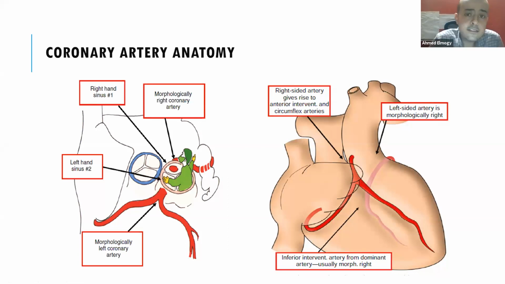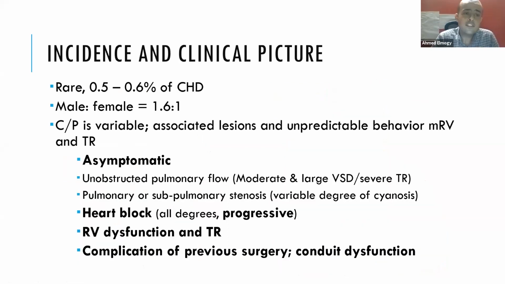The incidence of CCTGA is extremely rare. The male to female ratio is 1.6. The clinical picture is variable because of the associated lesions and the unpredictable behavior, as we mentioned earlier, of the morphological right ventricle and the tricuspid regurgitation. Patients with no associated anomalies, which is extremely rare, may pass unnoticed and are discovered accidentally, and they are totally asymptomatic.